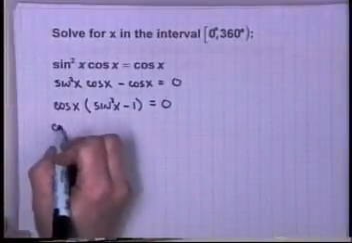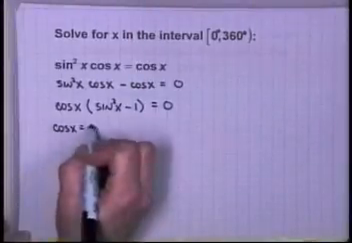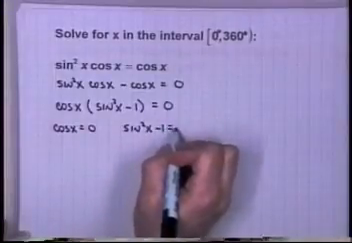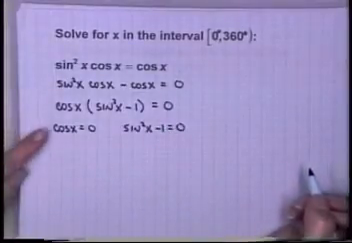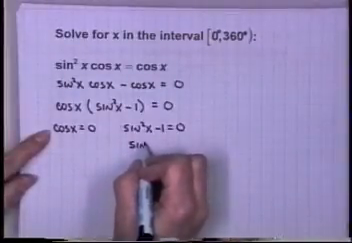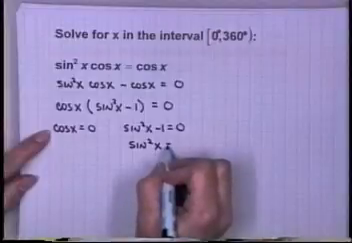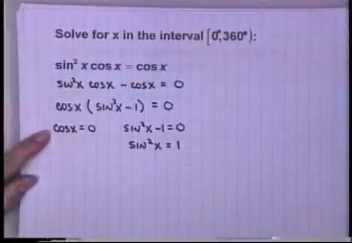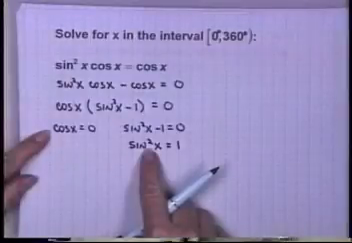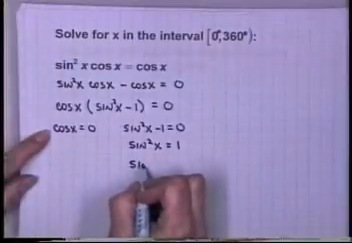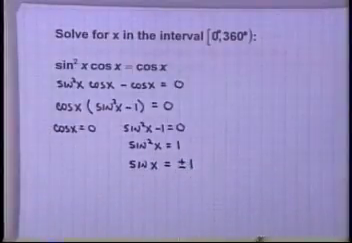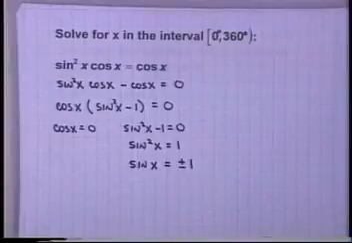So I can solve the first factor, cosine x equals 0. The second factor, sine squared x minus 1 equals 0. This is already solved for the trig function. In my second factor, first of all, I'm going to solve for sine squared. Sine squared x would equal 1. Now, to take the square root, I need to remember what? There's two square roots. So if I'm going to take the square root here to get sine x, I need to remember that that could be positive 1 or negative 1.